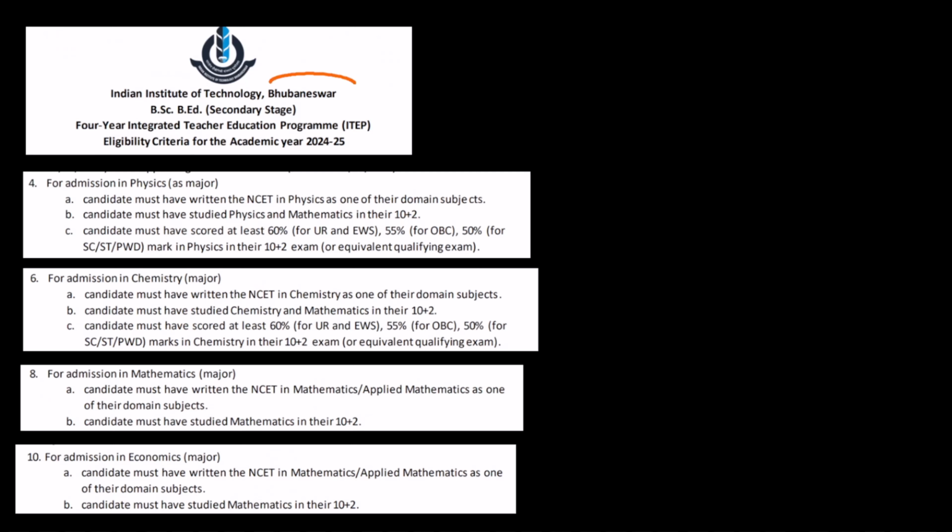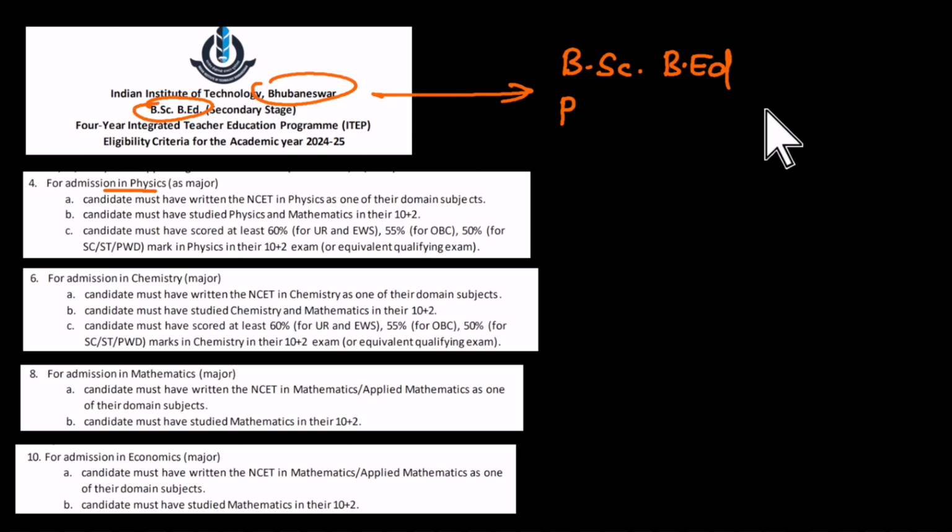Okay, this is IIT Bhubaneswar for admission in physics. Okay, so they are also offering you BSc B.Ed. See, when you go to do BSc B.Ed, either you can do BSc B.Ed in physics or BSc B.Ed in chemistry or BSc B.Ed in mathematics or BSc B.Ed in economics. One of them will be your main subject, which is called your major subject.